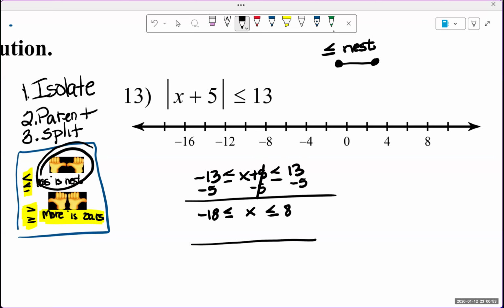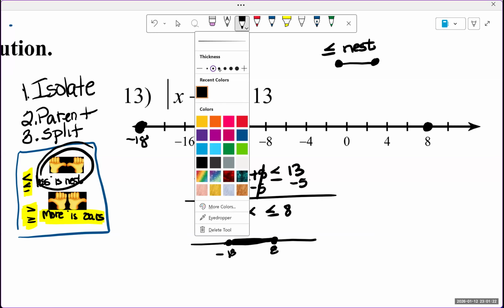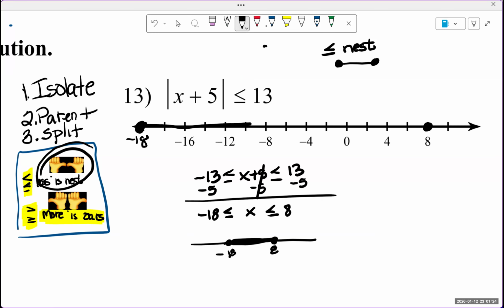Okay, and now we're expecting a nest in between negative 18 and 8 with filled in circles. So we have 8, we have negative 18, and in between, x is in between negative 18 and positive 8.